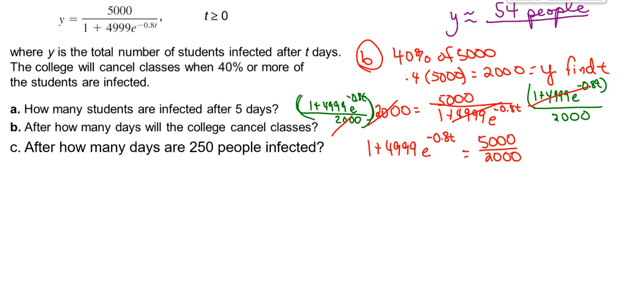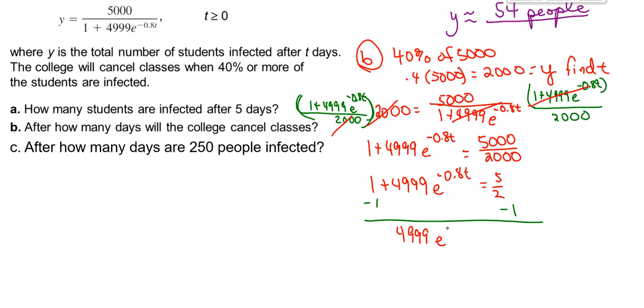And so that's 5 halves. And so then I get 1 plus 4,999 e to the negative 0.8 t equals 5 halves. And then I'm going to subtract 1 from each side. And 5 halves is like 2.5, minus 1 is 1.5, so it'll be 3 halves. And so this will be 4,999 e to the negative 0.8 t equals 3 halves.